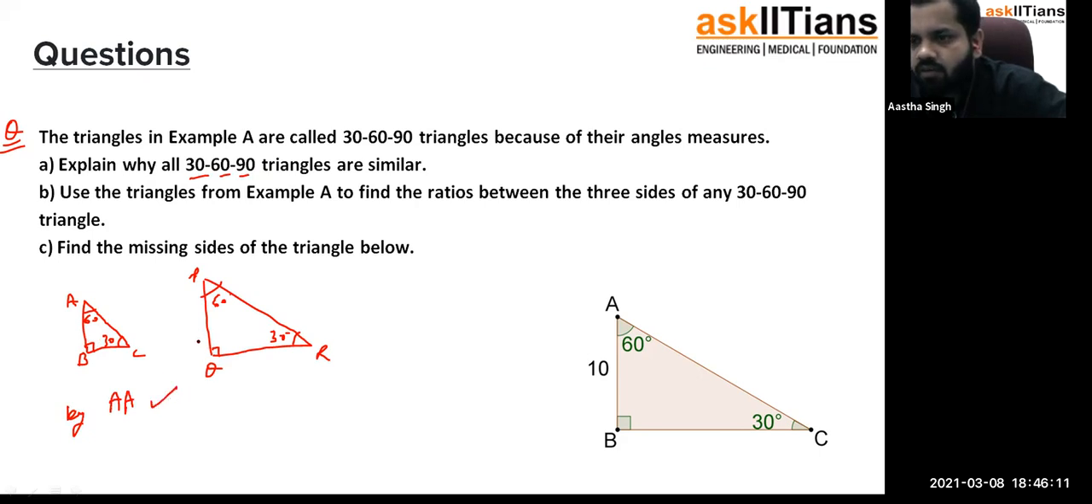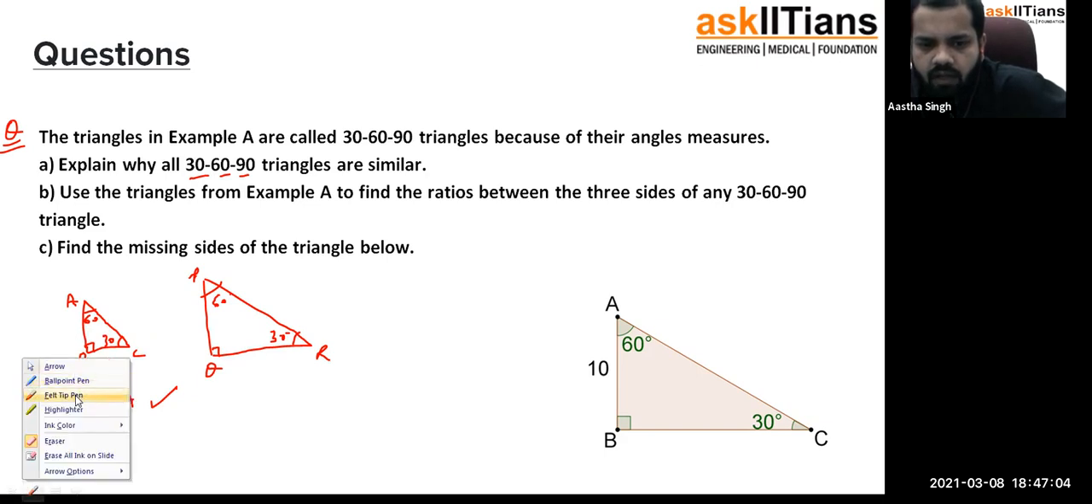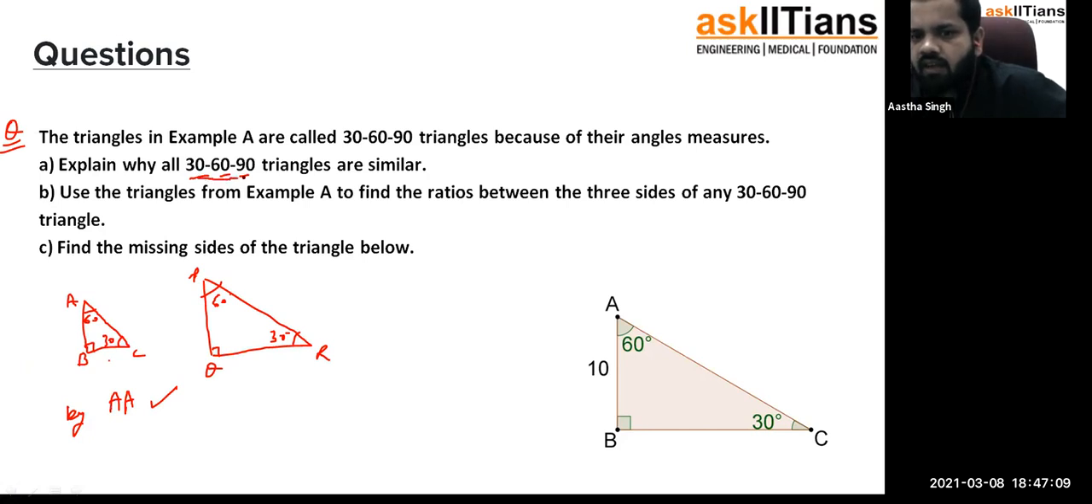Why? 90 and 90 are common to all triangles and equal, right? So 30 degrees and 30 degrees are equal. If two angles are equal, we know the criteria by double A. You cannot prove it by SAS, side angle side, because the ratio will not be equal. If this side is A and that is A root 2, it will not work by SAS. But yes, you can prove it by AA criteria. By AA criteria, all 30, 60, 90 triangles are similar.